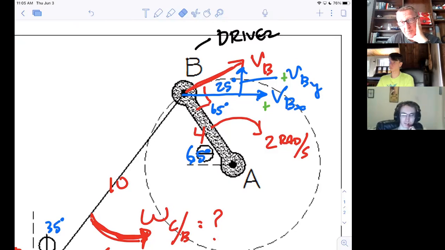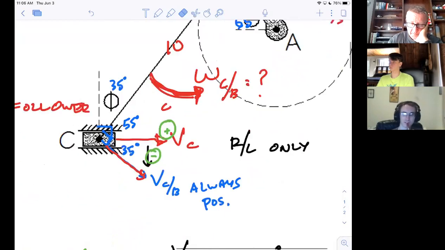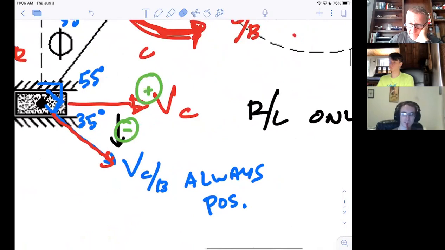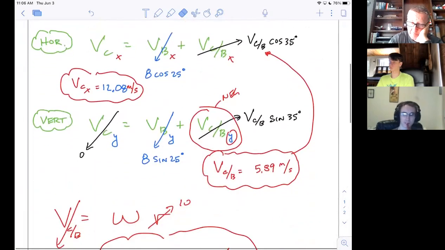Now, if you want to switch to rectangular, fine. These two blue vectors up here, one is pointing right, one is pointing up. Those are definitely both positive, correct. Down here, same thing. This velocity of C with respect to B has got to be positive. Let's go back here and throw a positive in there. It's got to be positive.